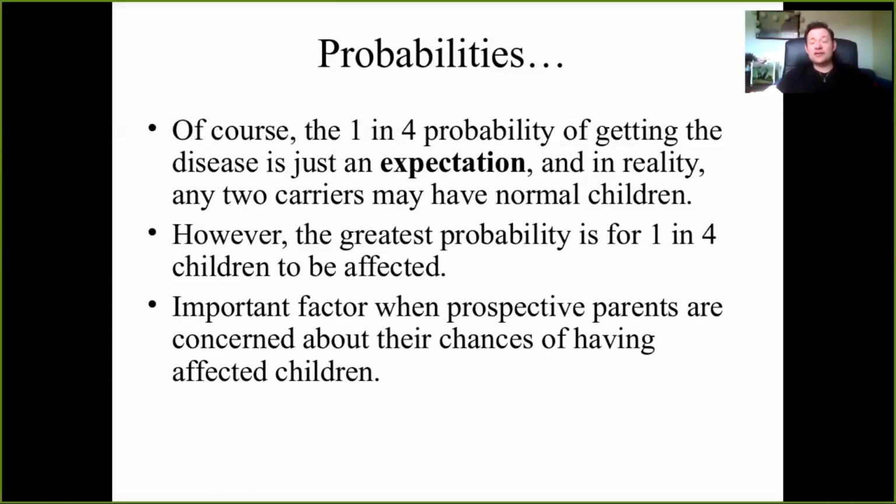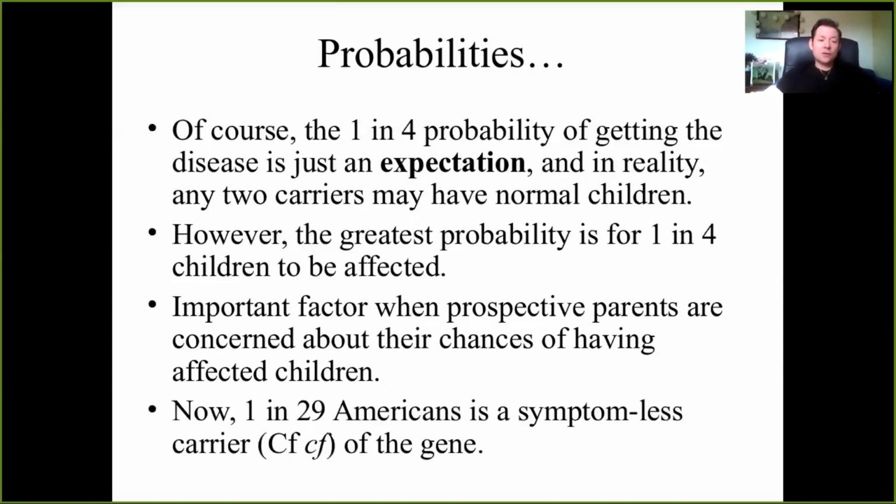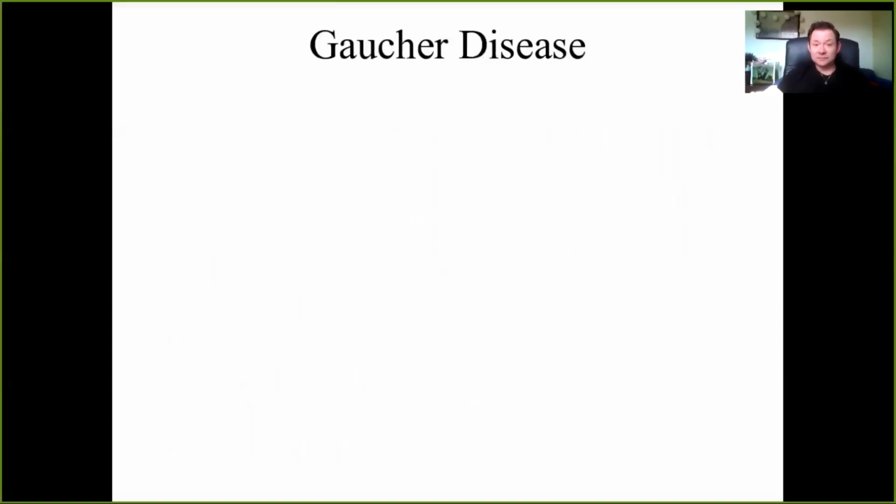There are certain conditions which are prevalent, certain alleles which have a higher frequency in certain populations. For example, Mediterranean fever, a blood disorder, is quite common. It's a recessive disorder. It is quite common in people from Cyprus, for example. Now, 1 in 29 Americans is a symptomless carrier of cystic fibrosis.